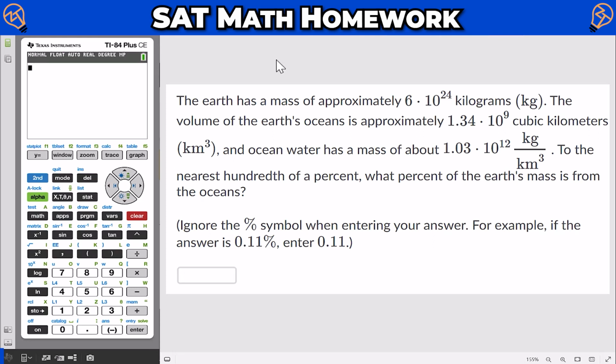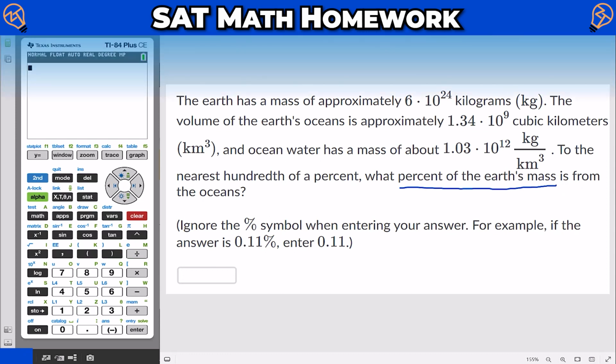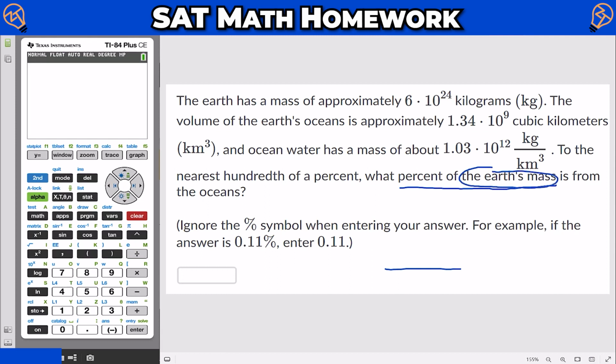This is a pretty tricky question here. So we want to find out what percent of the Earth's mass, and remember, percent of is essentially equivalent to us saying out of. And out of means divide. So we know we're going to set up a fraction where in the denominator, we're putting the Earth's mass. So whatever comes after percent of is definitely in the denominator.